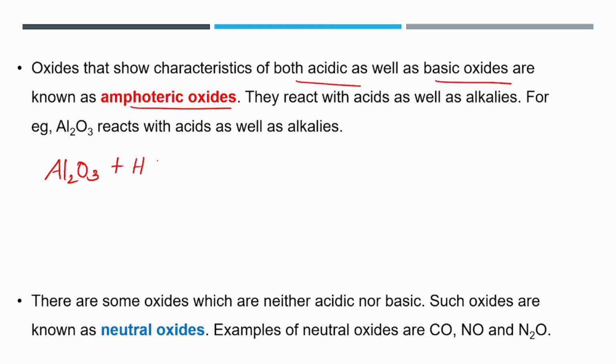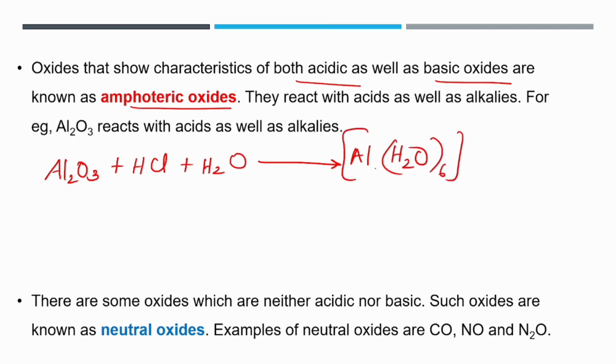When it reacts with HCl, what will you obtain? Plus H2O, you will obtain [Al(H2O)6]3+ plus Cl minus. The reaction is already given in your textbook. You can balance the reaction.